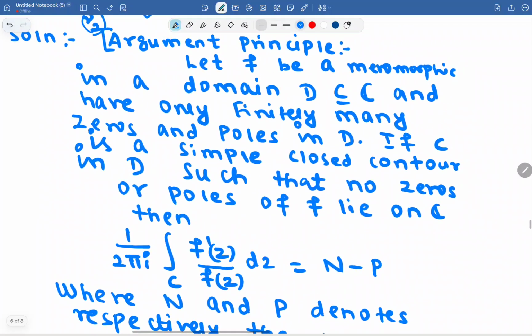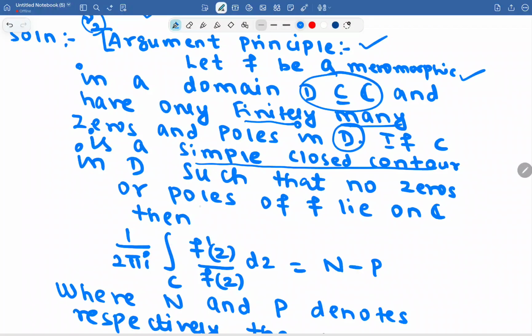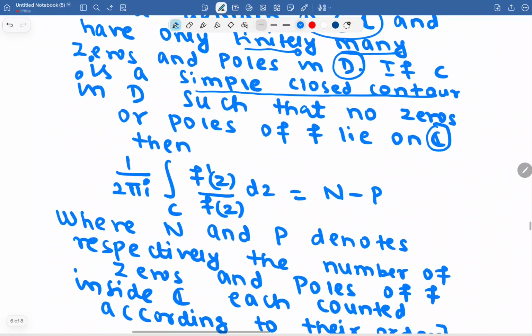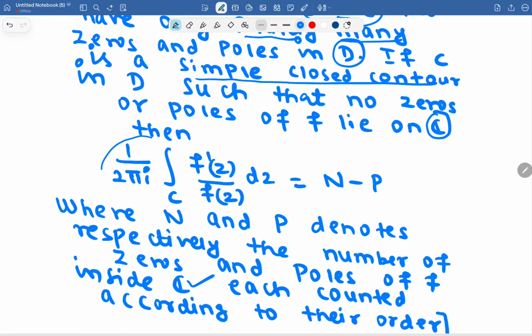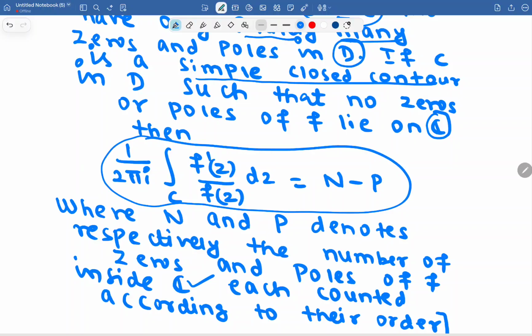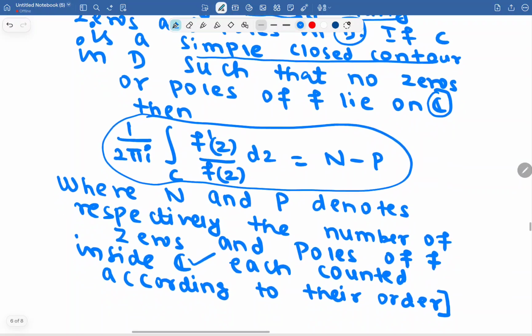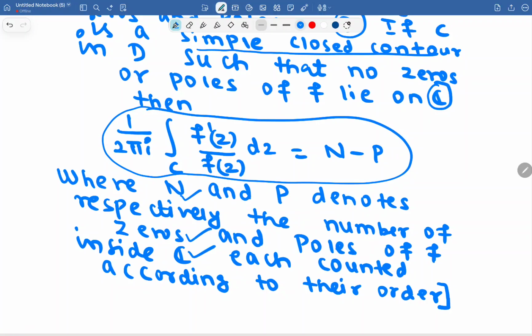For this problem, I am going to use the argument principle. First of all, f must be meromorphic in a domain D, which is a subset of C, having only finitely many zeros and poles in D. Also in D, we have C, which is a simple closed contour such that no zeros or poles of f lie on C, the boundary. Both the zeros and poles must lie inside C. Then 1 by 2 pi i integral over C of f dash of z by f of z dz is equal to n minus p, where n is the number of zeros and p is the number of poles which lie inside C, each counted according to their order.